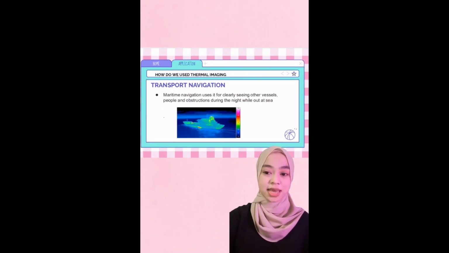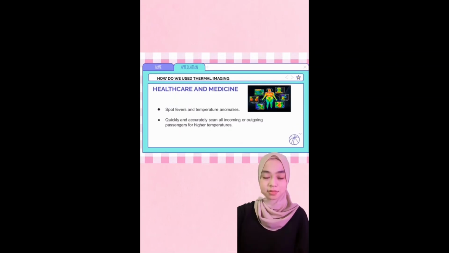Transport navigation gets significant benefits from thermal imaging, particularly when traveling at night. For example, maritime navigation uses it for clearly seeing other vessels, people, and obstructions during the night while out at sea. In recent years, cars have begun incorporating infrared cameras to alert drivers of people or animals beyond street lights or the reach of their headlights.